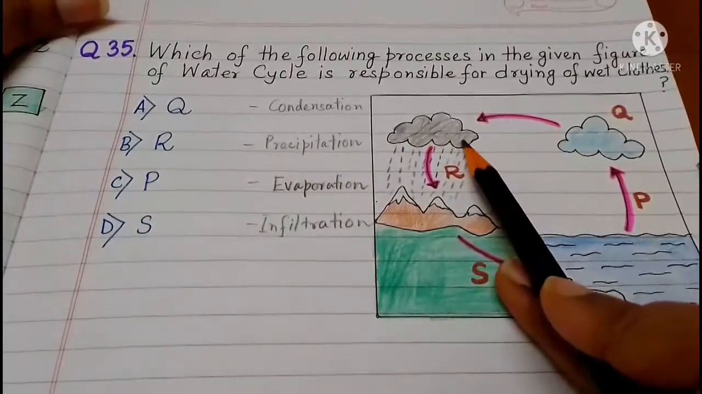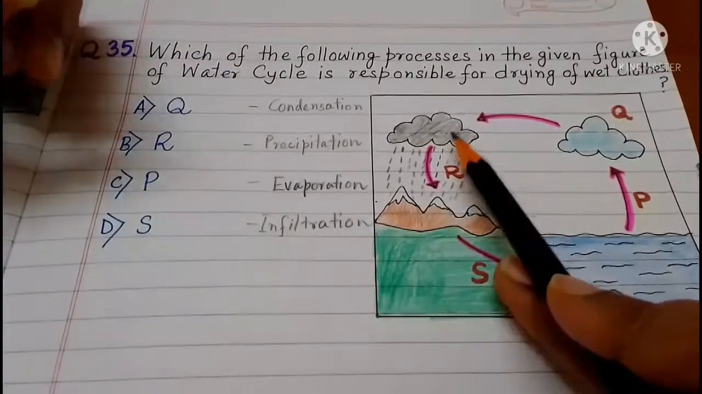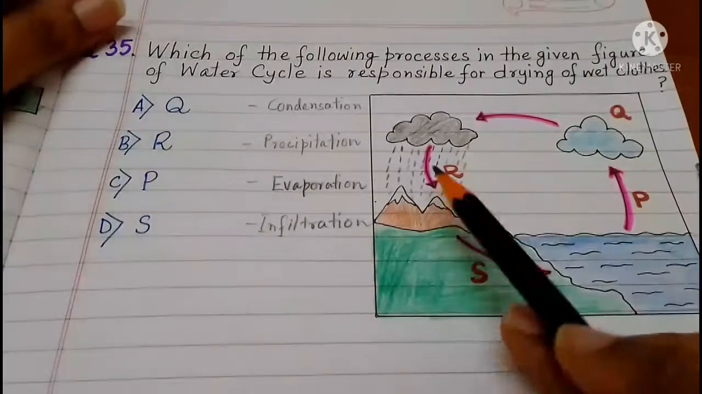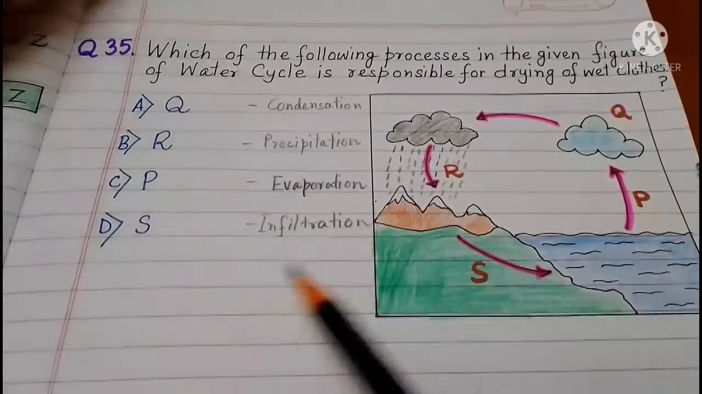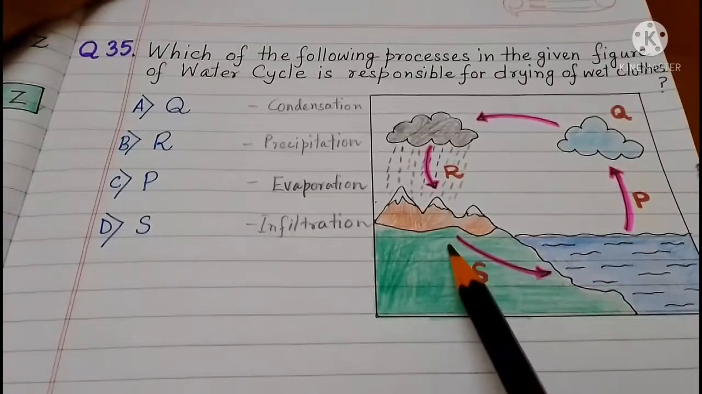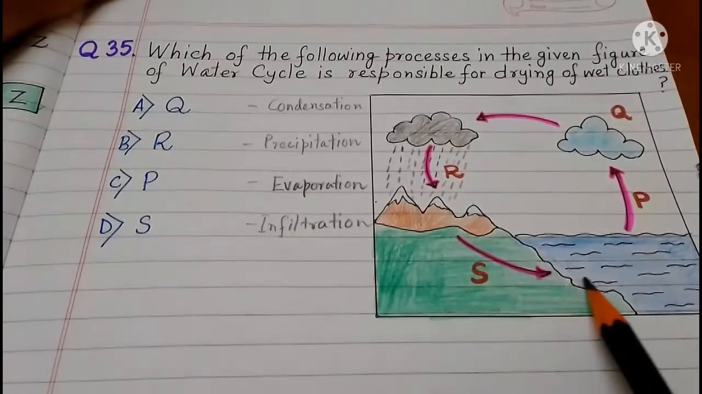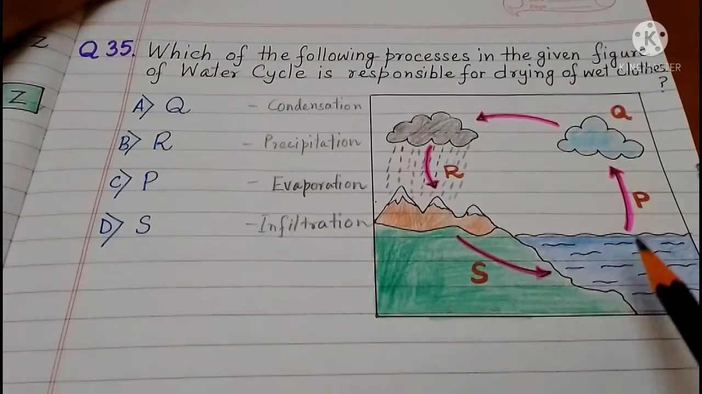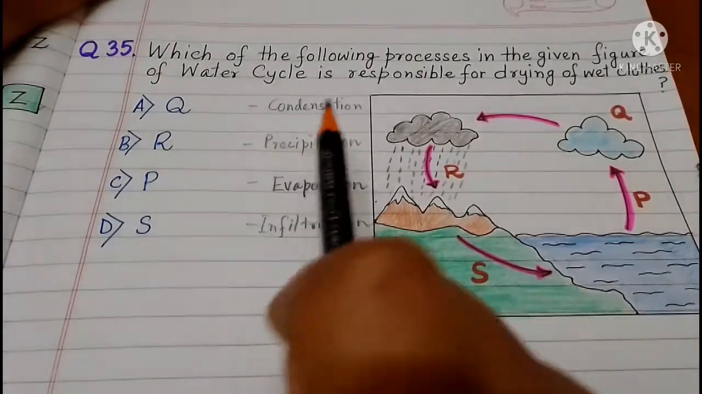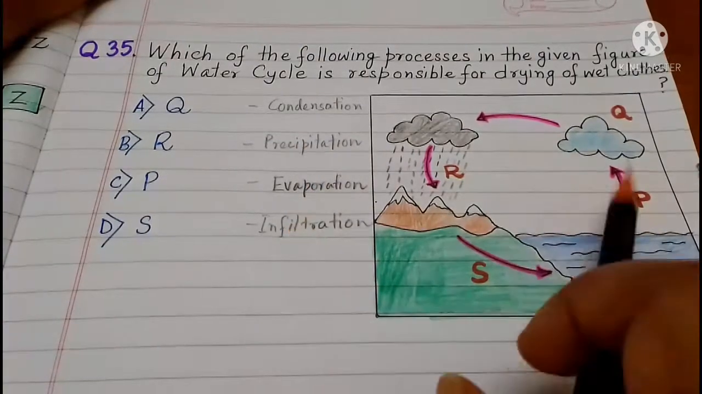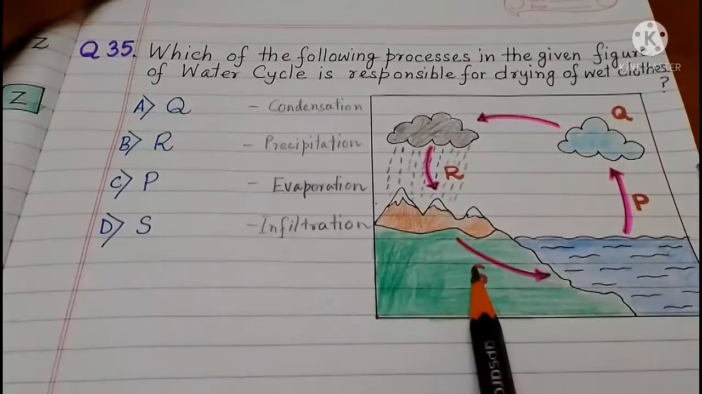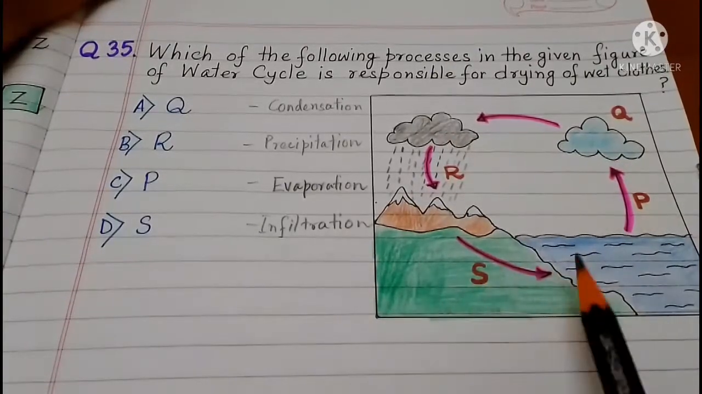When the clouds start raining, it is called precipitation. So R here, the raining, is called precipitation. Okay, and S, when this particular water comes over here and gets into the soil and from there enters into the water bodies, this is called infiltration. So precipitation, evaporation, condensation, precipitation, infiltration. Okay, so these are the four phenomena.